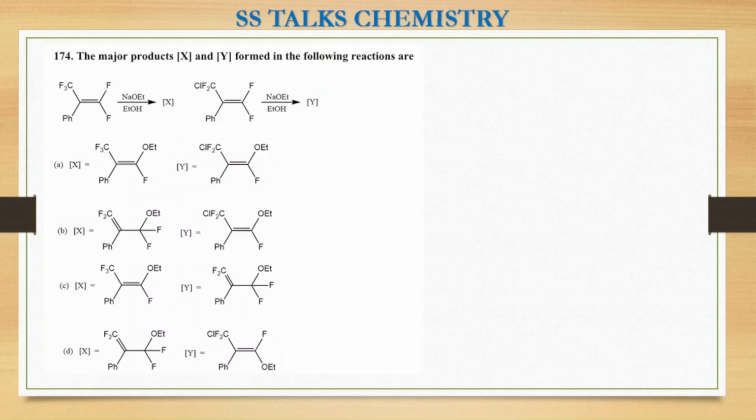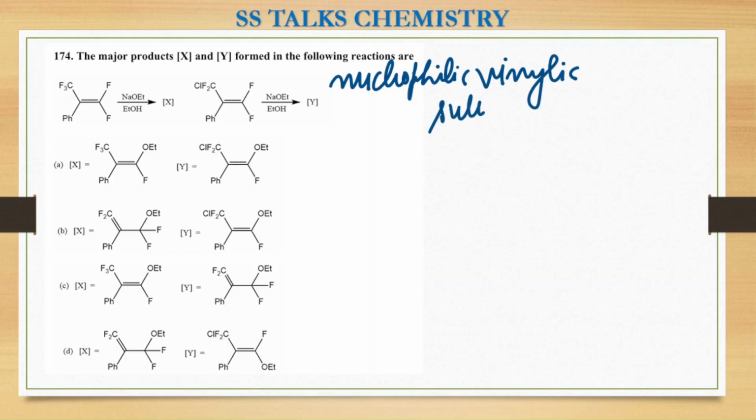Okay, now let us move on to the next one. It says the major products X and Y, again you have to predict. Here the reaction taking place is a nucleophilic vinylic substitution. How does this reaction take place? The reason for nucleophilic reactions on this alkene is the presence of the fluorine atoms on both these alkenes, which makes the alkene electron deficient in nature. So nucleophilic attack can easily take place.